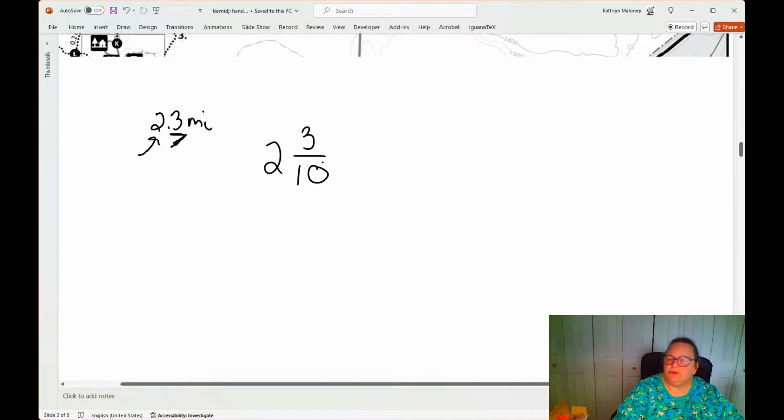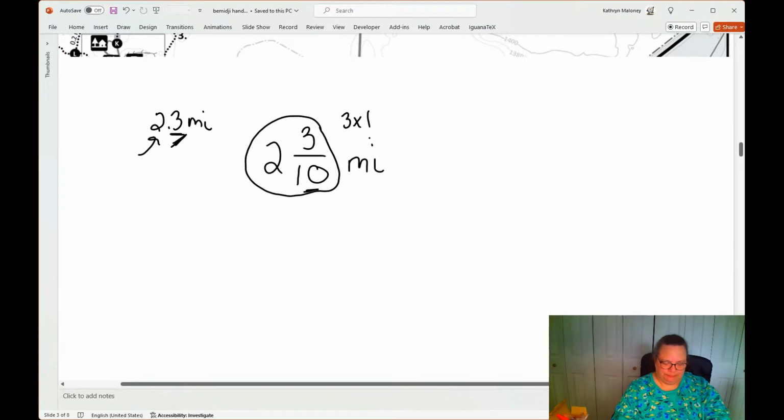When I look at this, 3 over 10, it doesn't reduce, but let me show you how to do that. So 3 is 3 times 1. Now I look at 10, I say, well, does 3 go into 10? Nope. So this is my answer, 2 3/10 of a mile. That's how far we walked. Not too bad, huh?